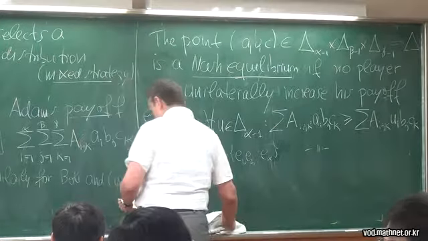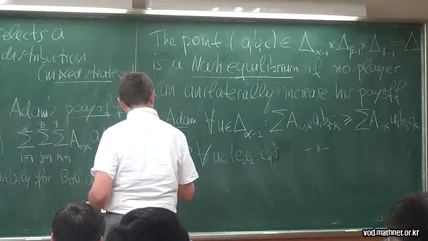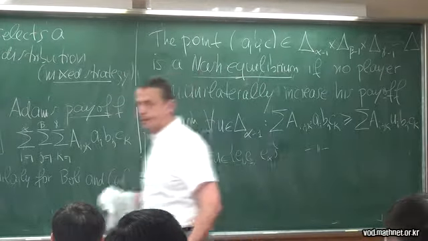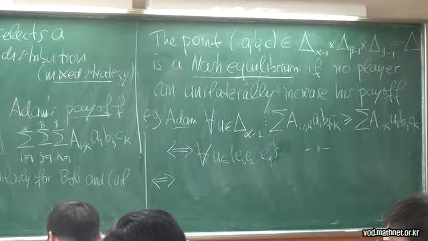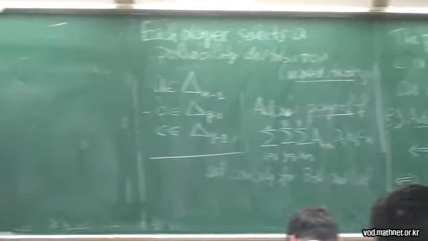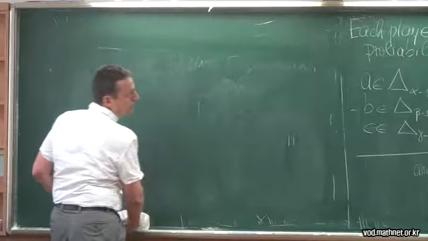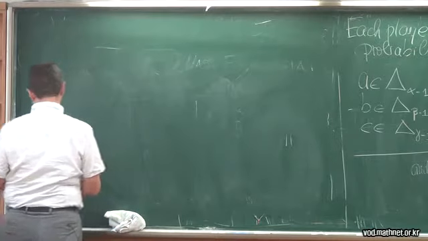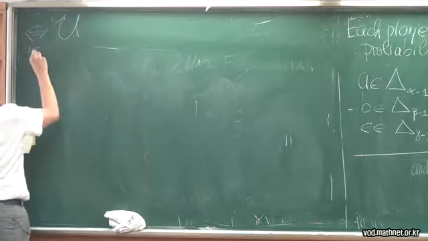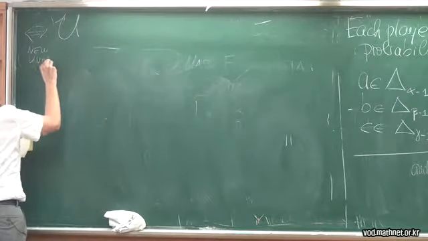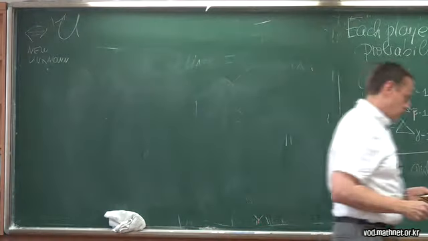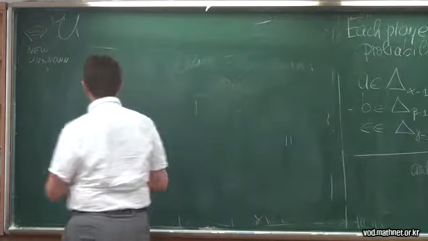Okay, let's do one more thing. I'm going to rewrite this two more times, and this is the tricky part. I'm going to rewrite this condition two more times, and then it becomes friendly for us. Let me argue that it's equivalent to the following. Let's introduce a new unknown, capital U, which is simply a new unknown. I'm going to write it like this.